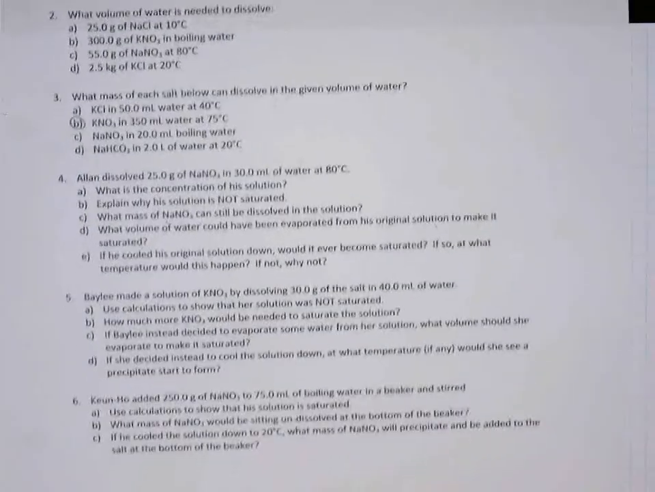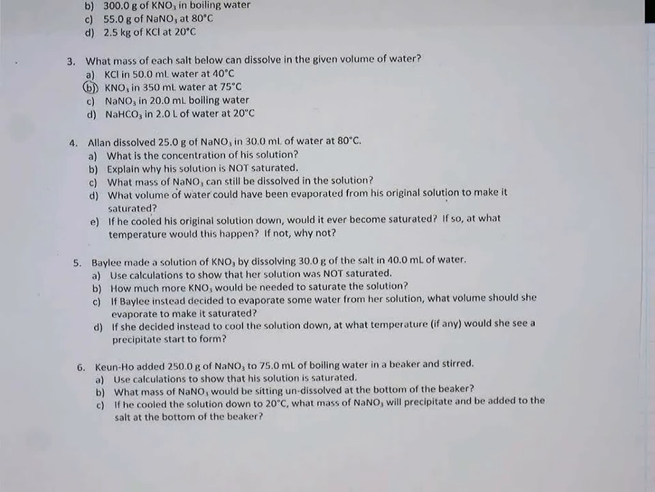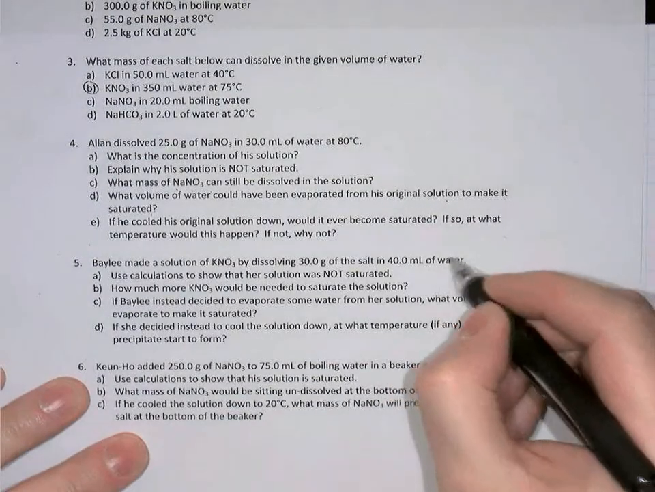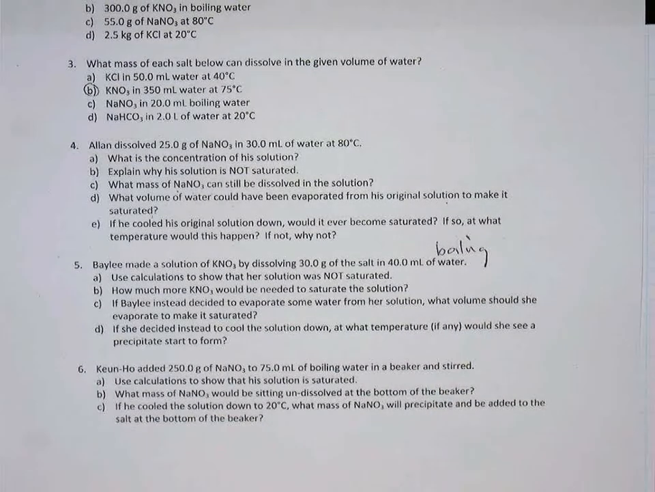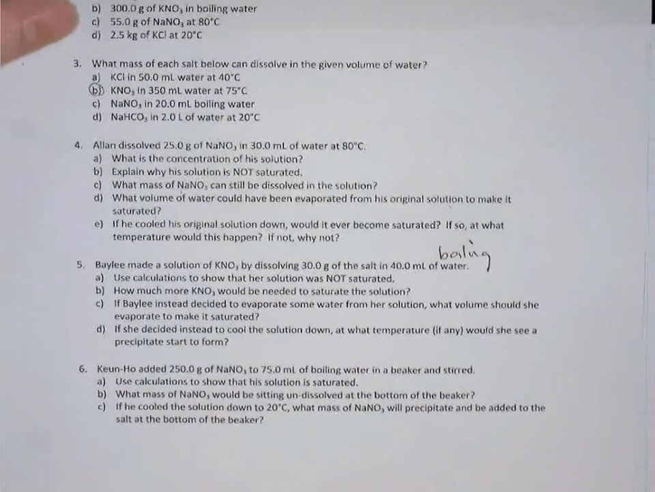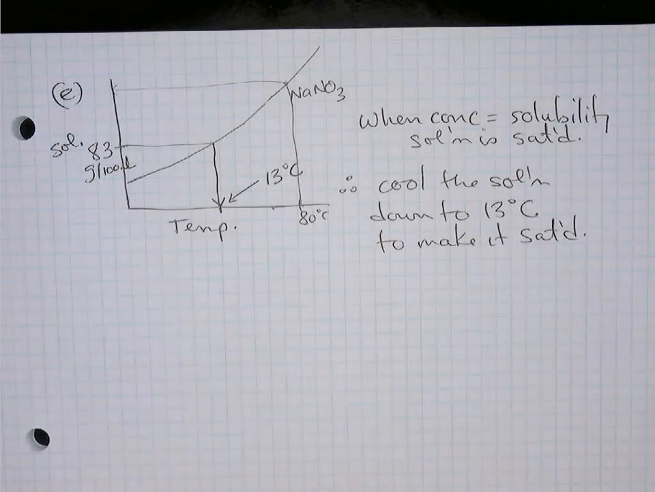Question number 5 actually has a small error in it. It's missing a temperature. So I'm going to say here, in not just water, we'll say in boiling water, just to give you a temperature for question number 5. So we're making a solution of potassium nitrate in boiling water for that question. All right, so good luck with the remainder of that assignment.